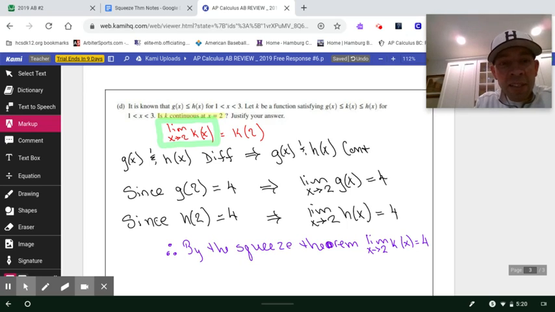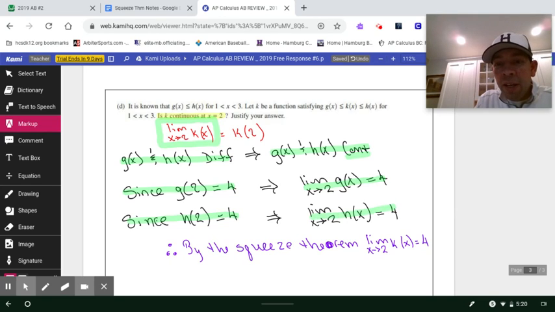So they said that g and h were both differentiable. In fact, they said they're twice differentiable. So that implies that g and h are both continuous. That's a big deal, continuous. So because g is continuous, and since g of 2 is equal to 4, that implies that the limit as x approaches 2 of g equals 4. The same could be said for h, using a very similar walkthrough process.